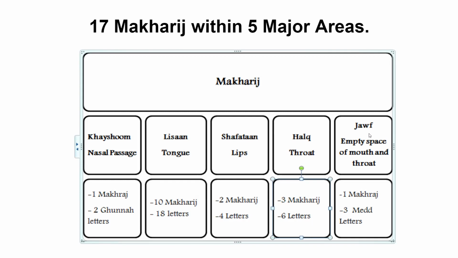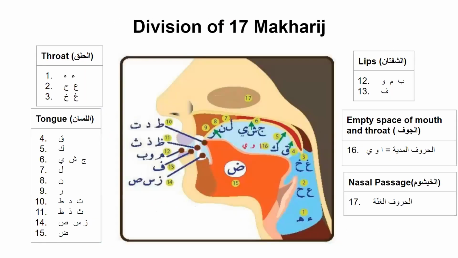Now we have lastly the jawf, the empty space of the mouth and the throat. From this, there is only one makhraj. There's only one way to utilize the jawf in order to create sound. So there's only 1 makhraj, and there are only 3 mad letters. Mad letters are alif, waw, and ya for a mad. Inshallah, we will learn more about that. But for this one, there are only 3 letters. So these are the 17 makharij within the 5 major areas.